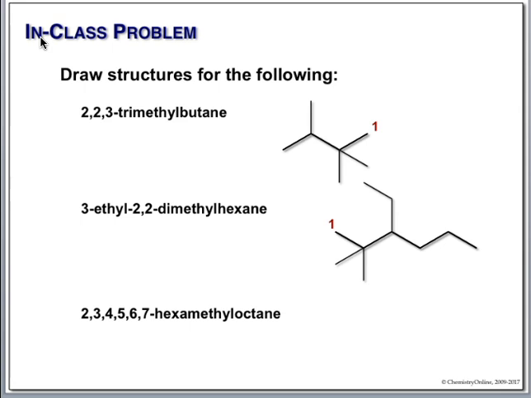Octane. 8 carbons in a zigzag. We let somebody be number one. Now we have methyl groups at carbons 2, 3, 4, 5, 6, 7. And it should look like that. Any questions?